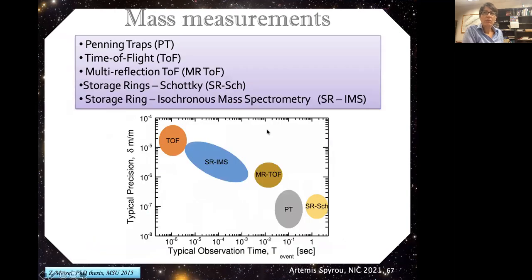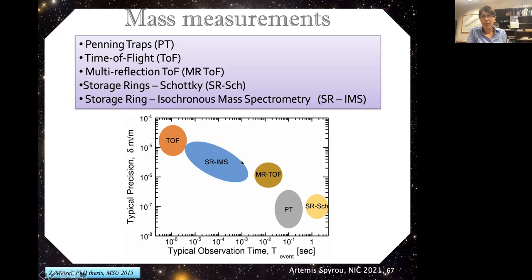Let's see. So masses are important. We need to measure them. I'll show some examples here of how you will go about to measure masses. This is a nice picture I got from Zach Meisel's PhD thesis that you can find online, where you see what is the typical precision of a mass measurement versus how long it takes to do the measurement. So for example, time of flight measurements are the shortest, they're very fast to do, but their precision is not great. It's maybe 100 keV or so.